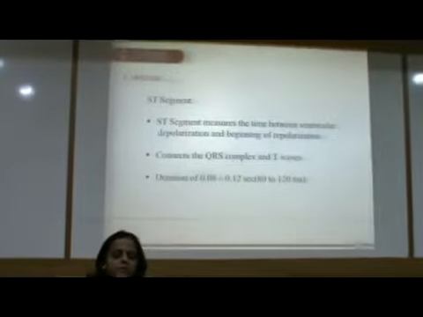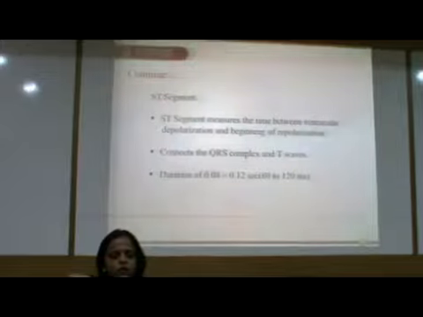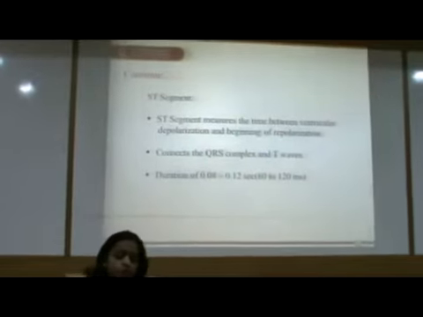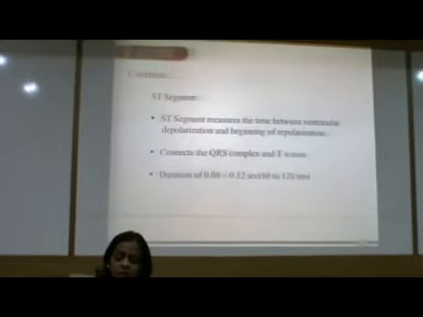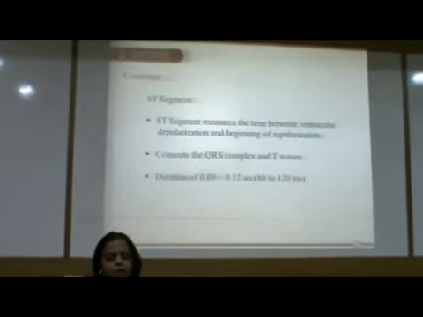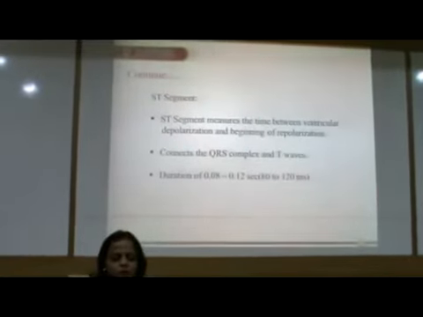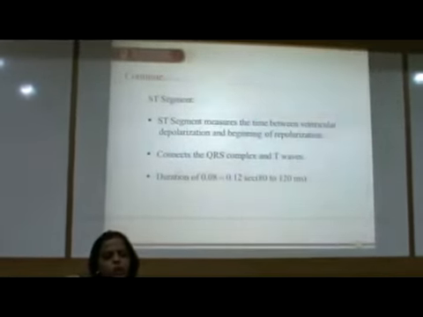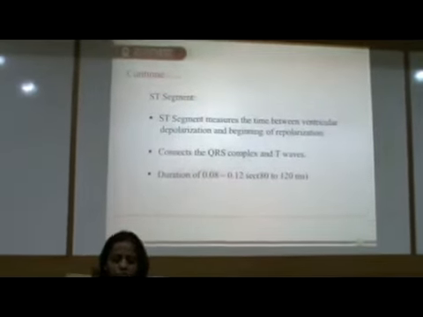ST segment. The ST segment measures the time between ventricular depolarization and the beginning of repolarization. The ST segment connects the QRS complex and the T wave. The duration of the ST segment is 0.08 to 0.12 seconds, that is 80 to 120 milliseconds.